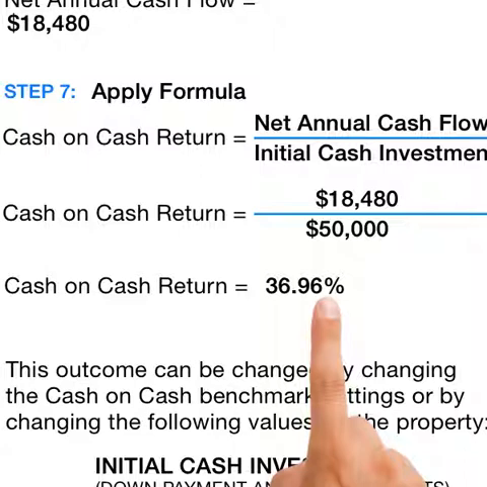If you were to say, if I were to put $50,000 in the bank, can I get a return of 36.96? And if the answer is yes, then go with the CD. If not, go with the investment on the property itself. That concludes our cash-on-cash return presentation.